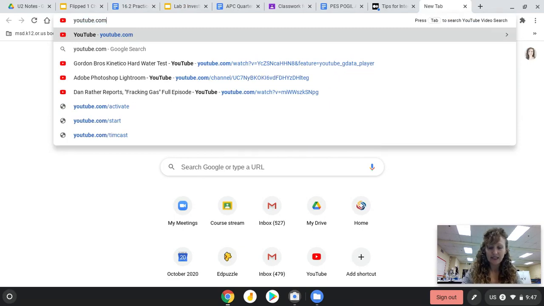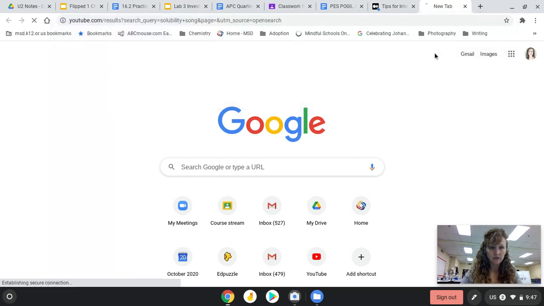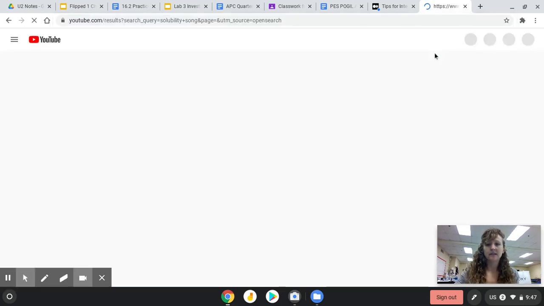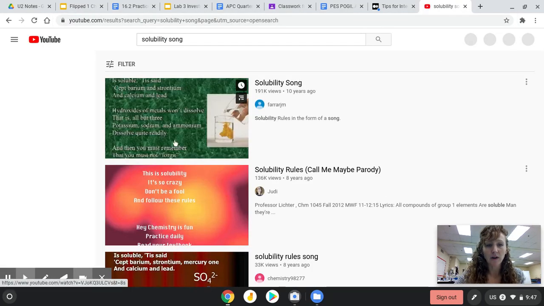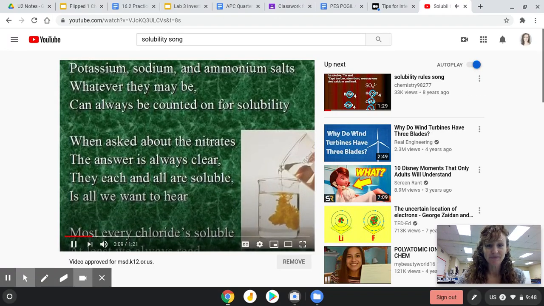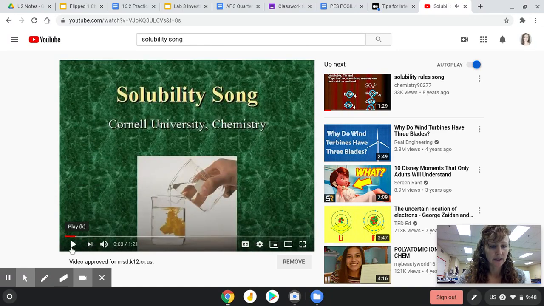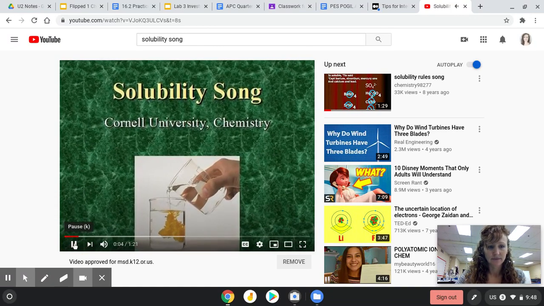I'll play that again for you, so you know exactly what part of the song you need to have memorized. Sodium and ammonium salts, whatever they may be. Ooh, got excited there. Okay. Learned by Cornell University Chemistry Department.